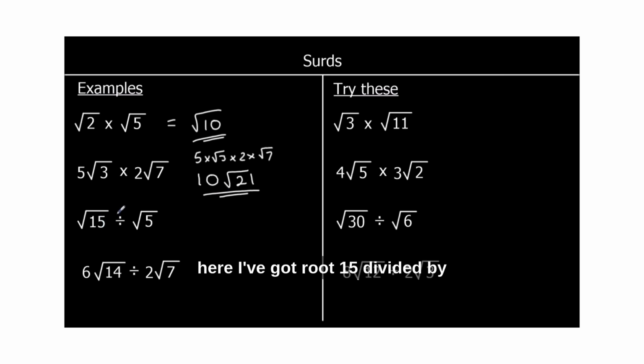Here I've got root 15 divided by root 5. 15 divided by 5 is 3. So root 15 divided by root 5 is root 3.